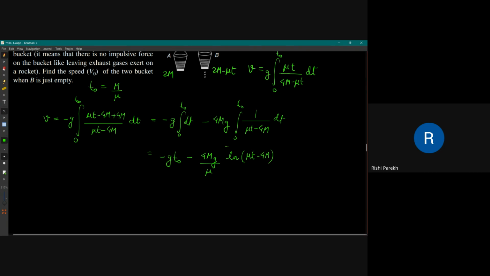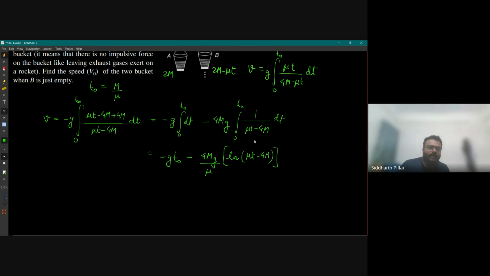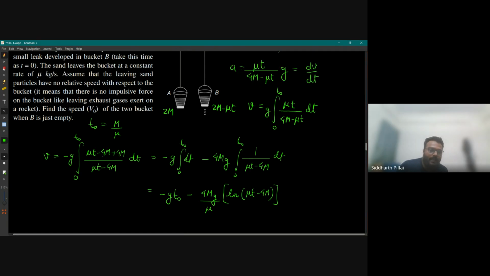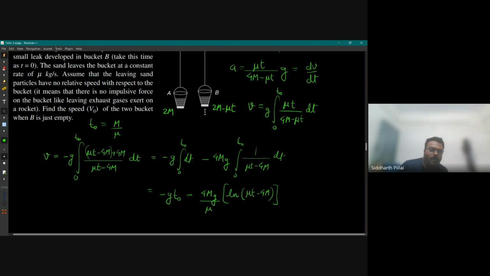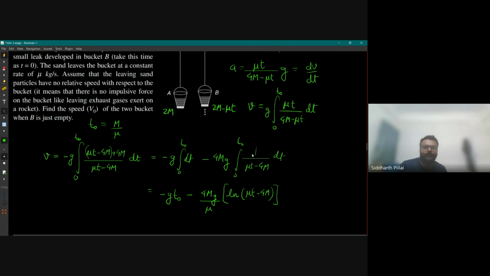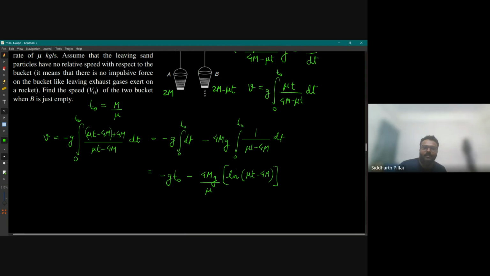How did you reach the second step from the first step? You can see here, I just subtracted and added, basically minus 4m plus 4m. I split this into two parts. This is just 1, so this is just the integral of dt, and the other part is 4m by (mu t minus 4m). Is it clear now? Yes, thank you. Now this integral is just natural log of this, but you just have to divide by mu. And I can keep the same limits, 0 to t naught.